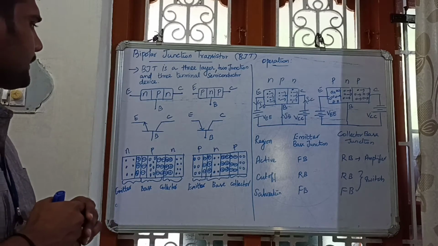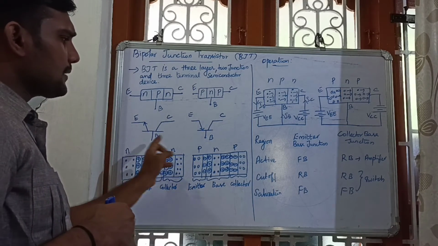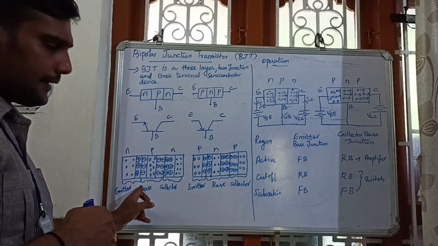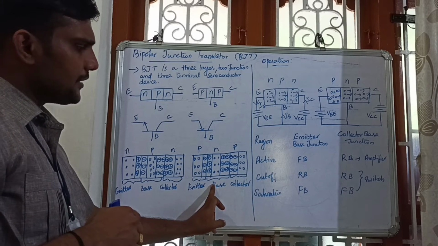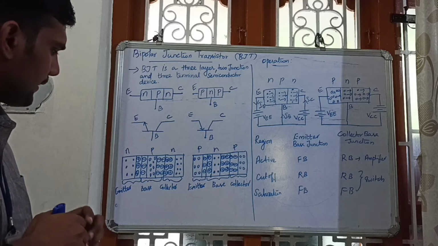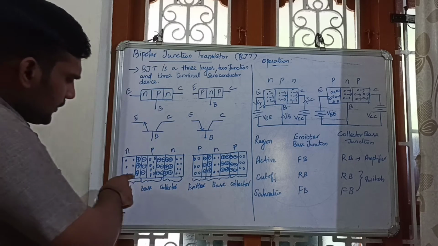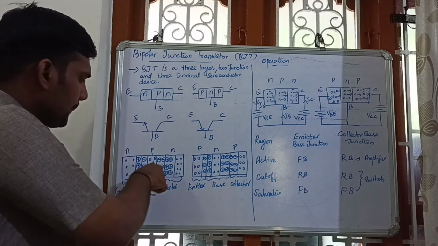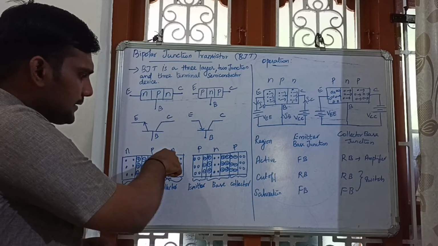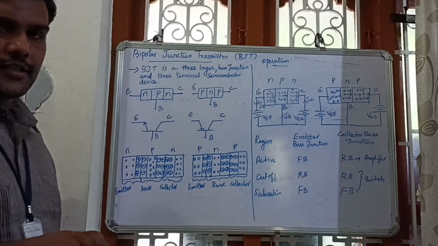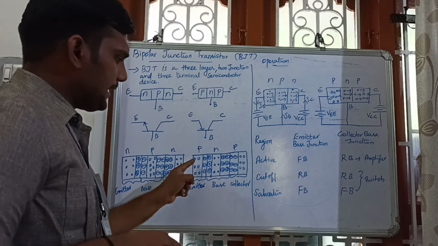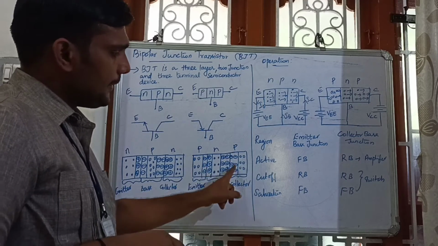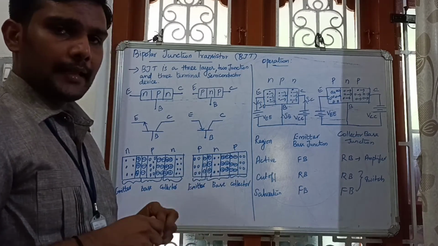So this is the symbol for the NPN transistor, this is the symbol for the PNP transistor. This is the constructional diagram for the NPN transistor, this is the constructional diagram for the PNP transistor. Here, this is the N-type semiconductor which will form the emitter region. This is the P-type semiconductor which will form the base region, and this is again N-type semiconductor which will form the collector region. Similarly, here this is the P-type semiconductor which forms the emitter region. This is the N-type semiconductor which forms the base region. This is again P-type semiconductor which forms the collector region.